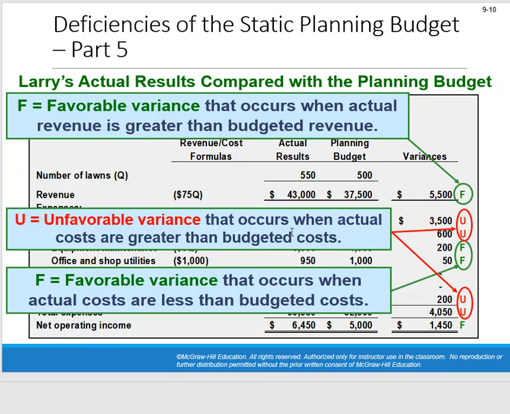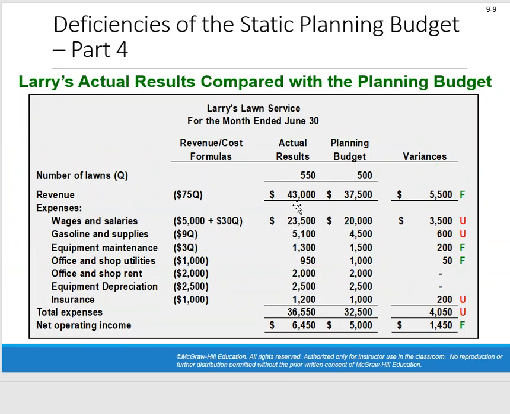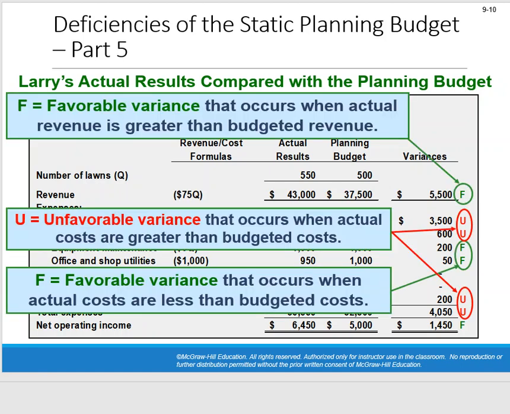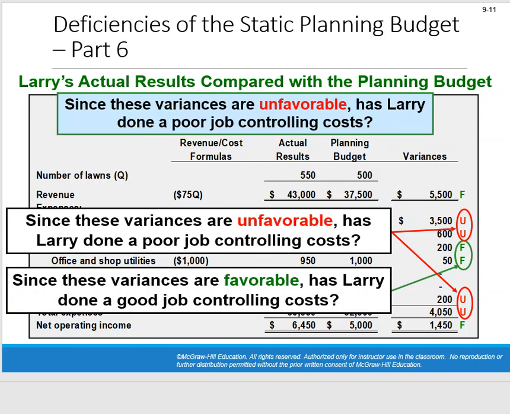How about when it comes to expenses? So if I have $23,500 in wages and salaries expense versus $20,000 that was planned, is that good or bad? We spent too much money, right? So that's unfavorable. Ultimately, though, what we need to get at is why. And what this doesn't tell us is why. Since these variances here for wages and salaries and gas and supplies are unfavorable, does that mean that Larry did a poor job controlling his costs?